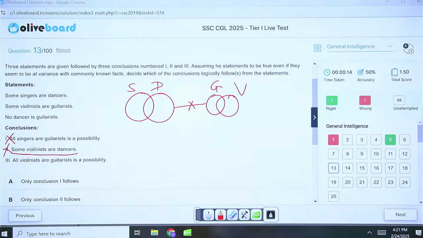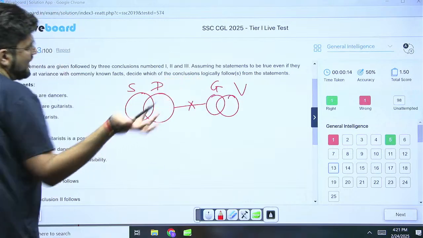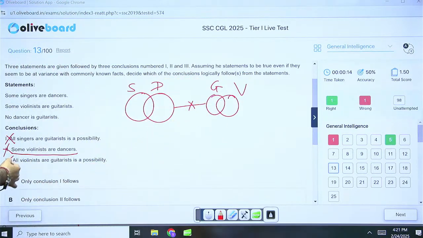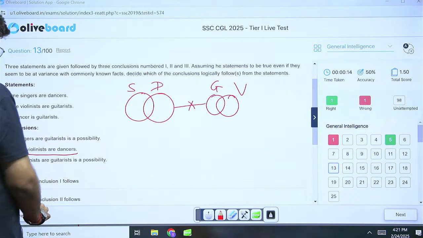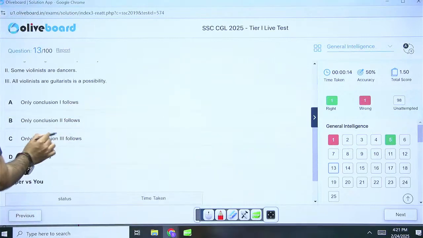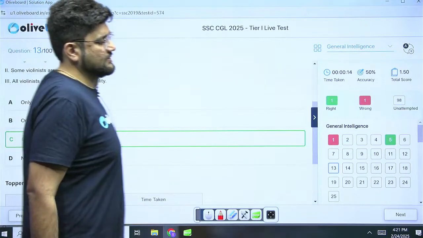And the third one says all violinists are guitarists is a possibility. Absolutely true. Because some violinists are guitarists, all can be guitarists, absolutely a possibility. So only conclusion 3 follows. Option C is the correct answer.